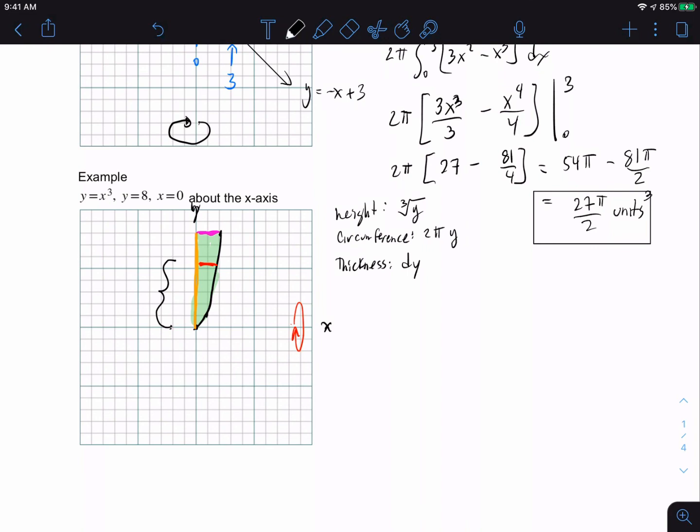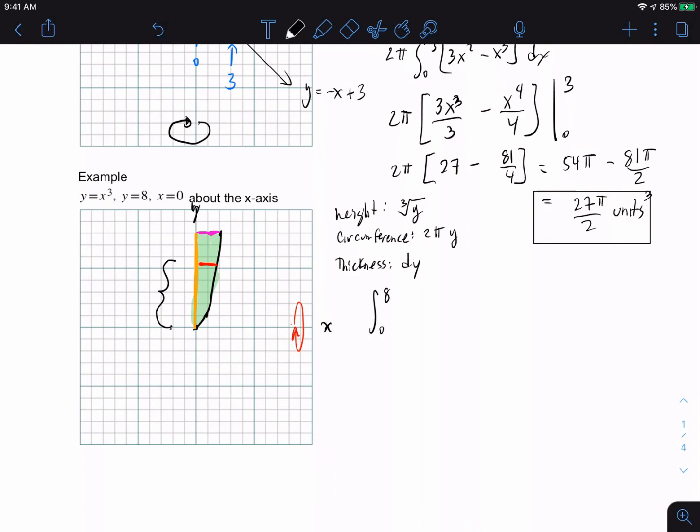Okay, so then from here, what's our bounds in terms of y? So what's the smallest value for y in that shaded region, and what's the highest value of y in that shaded region? Yes, Miranda, it is from 0 to 8. So our integral is going to go from 0 to 8.